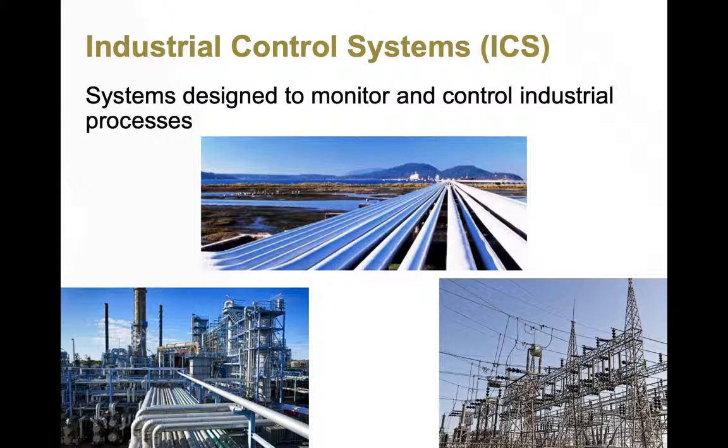Industrial control systems are typically used in critical infrastructure. They're systems designed to monitor and control industrial processes. Those can range from the water treatment plant in the bottom left, the oil pipeline in the middle here, and the power grid in the bottom right.